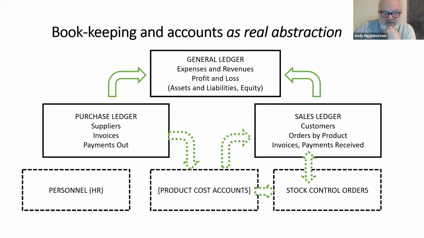So you'll have a purchase ledger, you'll have a sales ledger. Purchase ledger has suppliers, sales ledger has customers. These are brought together under the general ledger. This is an abstraction. I mean, all the commodities are sold in exchange for money. This is a real abstraction: customers, suppliers, products, and so on. And stock control, we'll come on to stock.